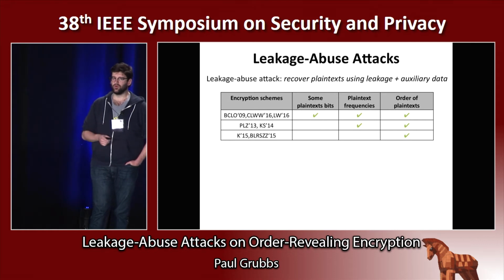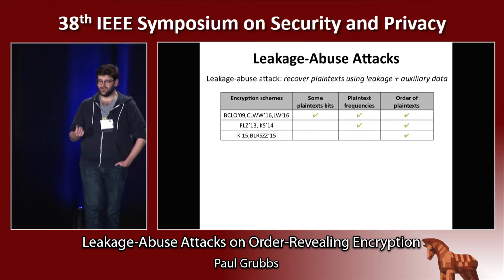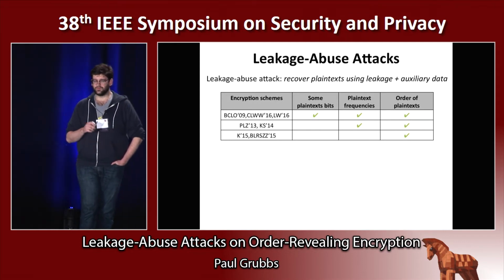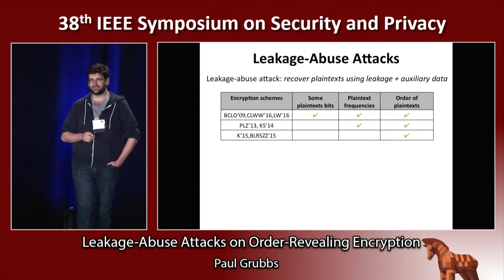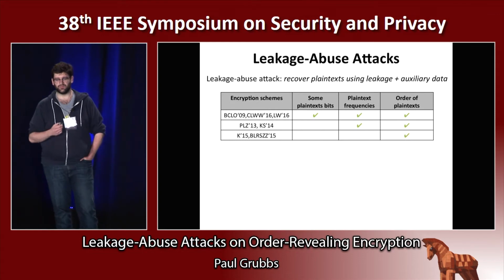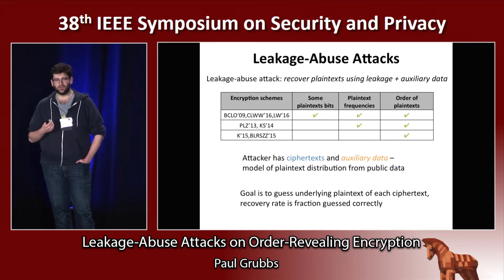The various different kinds of ORE schemes that have been proposed all have different kinds of leakage. They all, for correctness, have to leak the order of the underlying plaintext. Some of them leak the order and the frequency of the underlying plaintext. And some efficient schemes that have actually seen deployment in practice leak the order, the frequency, and some of the bits of the plaintext. Our leakage-abuse attack is going to combine this leakage with some auxiliary data, which is basically just a model of the distribution from which the plaintexts were drawn. And in this work, we're going to use public data as a stand-in for the auxiliary data.